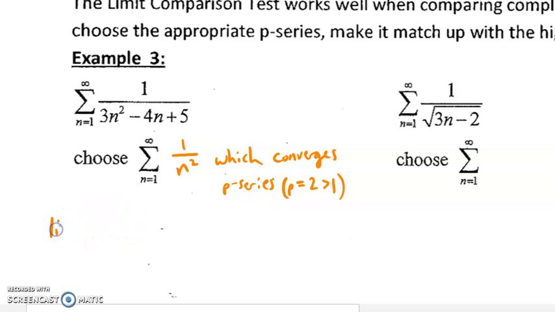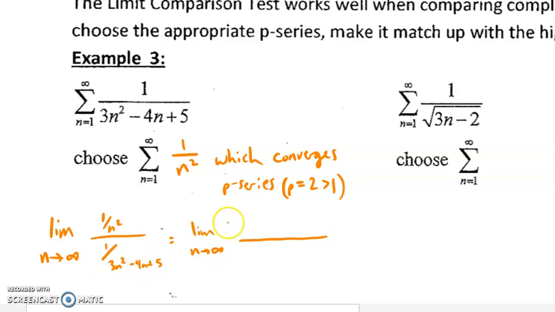We're going to go ahead and take the limit as n approaches infinity, and it doesn't matter which one you put on top. I'll put this one on top and this one on bottom. And we know that this is going to simplify. We're dividing by the fraction, which means we're multiplying by the reciprocal. So the denominator of the denominator becomes the numerator, and then that n squared goes on the bottom.